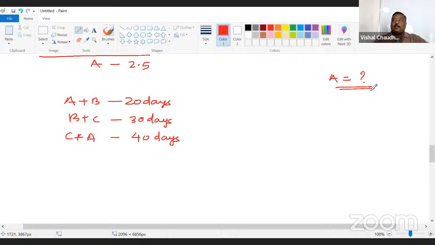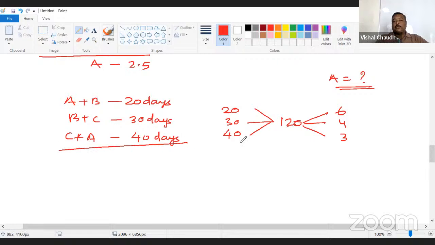Yes, please. Anyone? Look carefully. 20, 30, 40. What will the LCM be? 120. See, 120 divided by 20 is 6, 120 divided by 30 is 4, and 120 divided by 40 is 3. So this is 6 units per day, this is 4 units per day and this is 3 units per day.